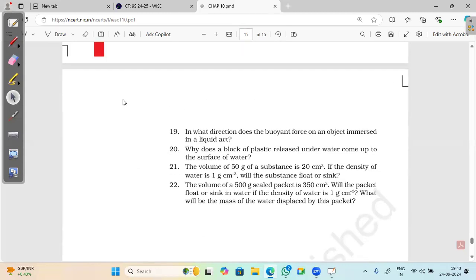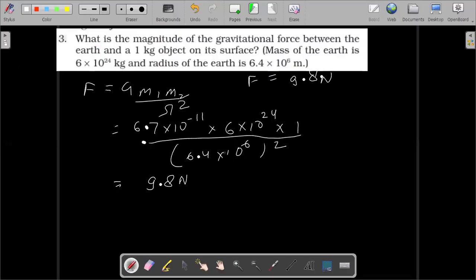Sir, can you once more explain the third question? I'm not getting 9.8 as the answer. Okay, just one minute. You will be getting somewhere around 9.77 or 9.776. Are you getting that? Sir, when we do 6.7 into 6, we get 40, right? And so we get 40 by 6.4 into 6.4, which becomes 40 by 40.96.